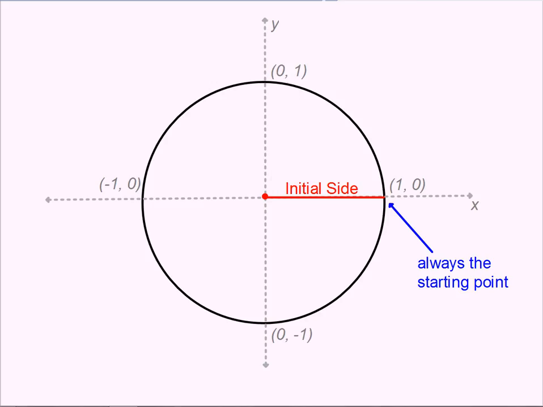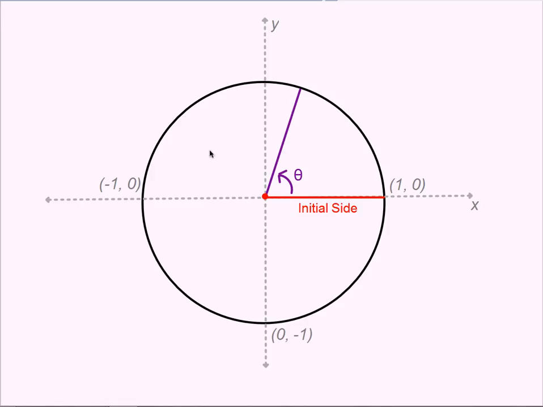When I create central angles inside my unit circle, I'm going to go in a counterclockwise direction most of the time. Where my angle ends is going to be called the terminal side. So initial means beginning, terminal means ending, so that makes sense, right? Where our angle begins, where our angle ends. And remember, the general term for an angle measure is theta.